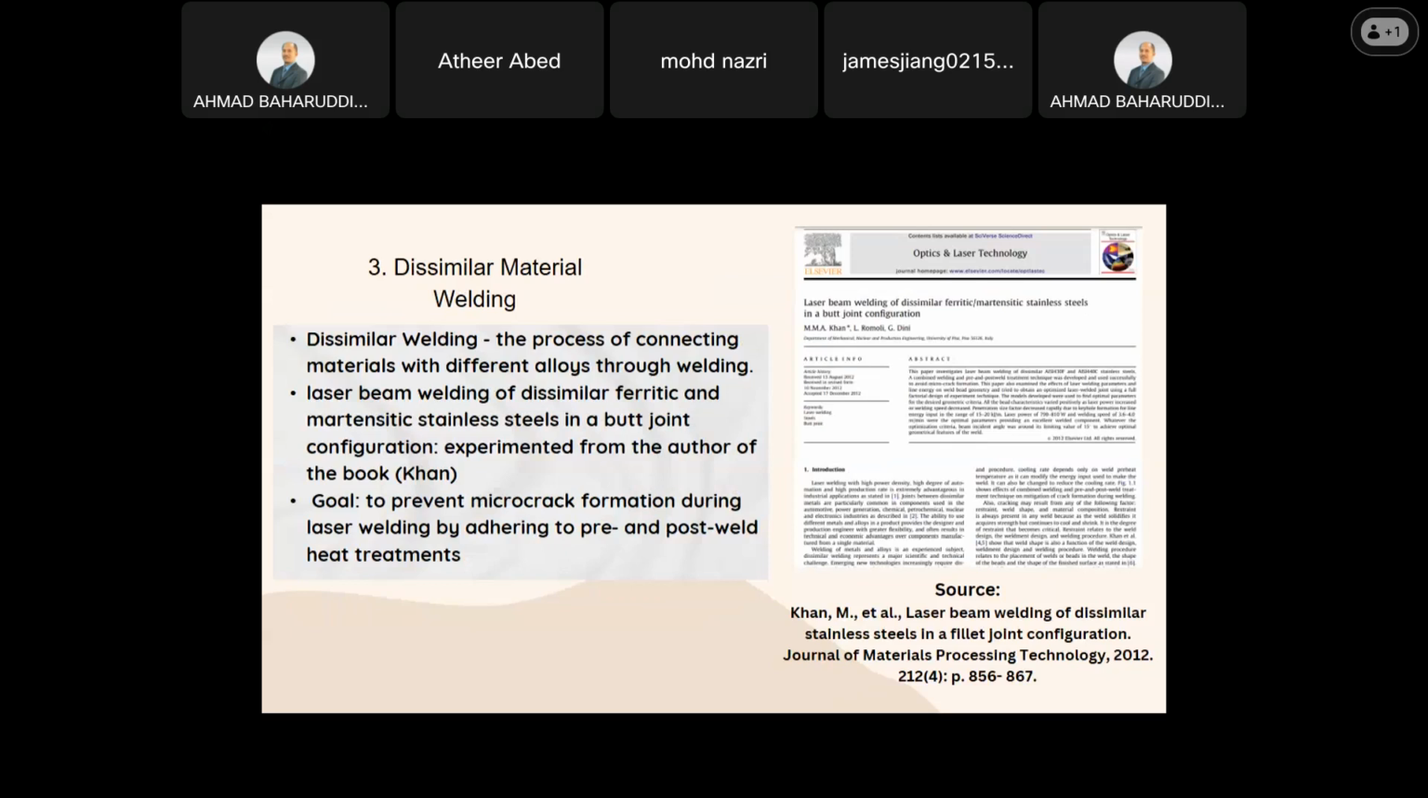So the goal of this research is to prevent the microcrack formation during laser welding by adhering to pre and post weld heat treatments.